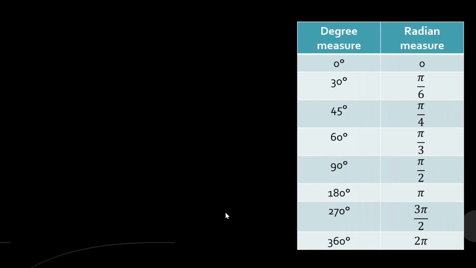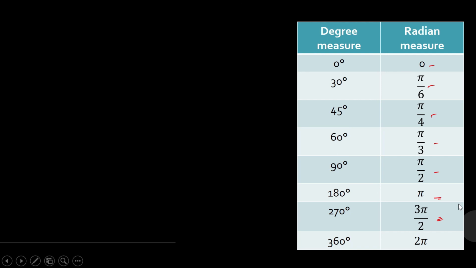So these are our special angles in degree measure, and these are their equivalent measures in radians. 0 degrees is to 0 radians. 30 degrees is to pi over 6. 45 degrees is to pi over 4. 60 degrees is to pi over 3. 90 degrees is to pi over 2. 180 is to pi. 270 is to 3 pi over 2. And 360 degrees is to 2 pi.